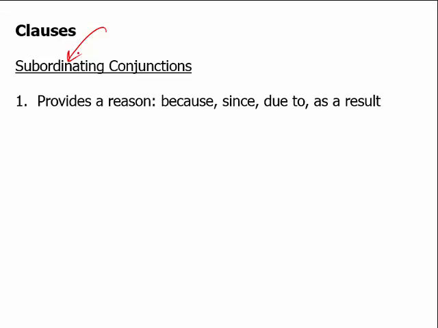Well, a subordinating conjunction. Again, I want to stress that this is not going to be a question on the SAT: which of the following is a subordinating conjunction? However, you must be able to identify them as subordinating conjunctions, or even maybe give them your own initials, SC. But the point is you have to know their function, what they actually do and don't do in a sentence, or in this case, in a non-sentence. So what subordinating conjunctions do is they provide a reason: because, since, due to, as a result. We've seen all of these before.